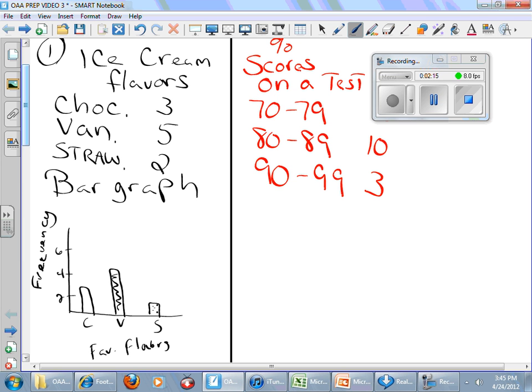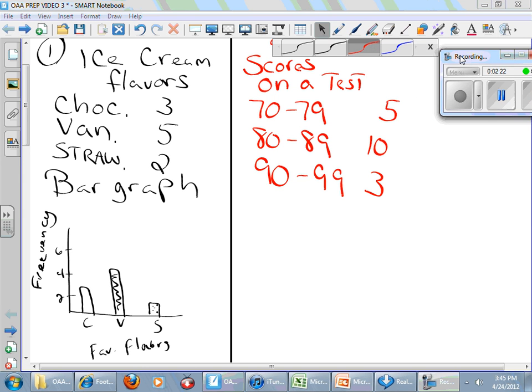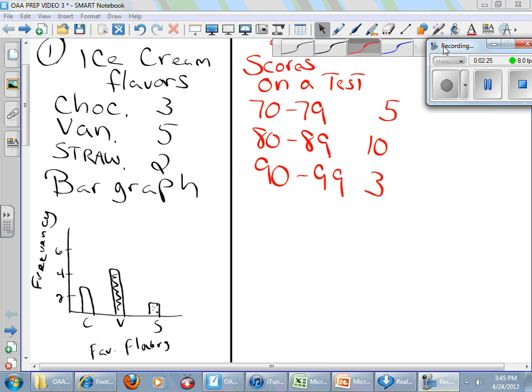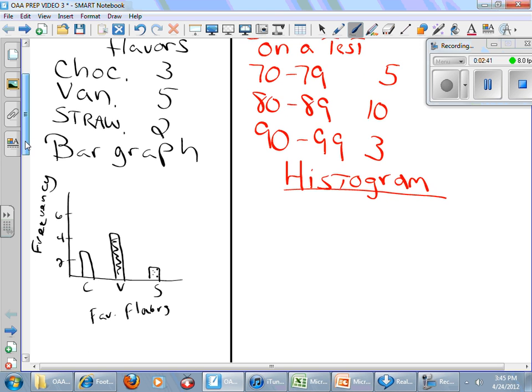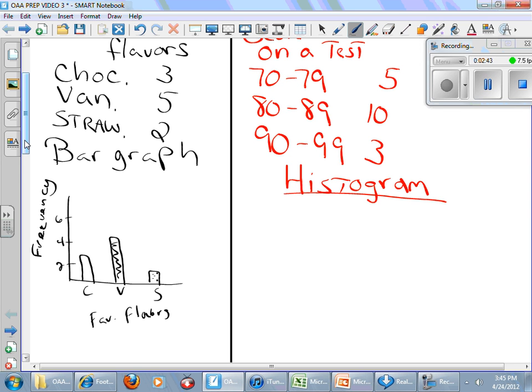The next one is percent scores on a test, and again it's one variable, but notice the data is presented in a range. If you have one variable presented in a range, this is a histogram. A histogram is for when the one variable is presented in a range. Now, if I was talking about letter grades where I just had number of A's, number of B's, number of C's, I wouldn't use a histogram. I'd use a bar graph.